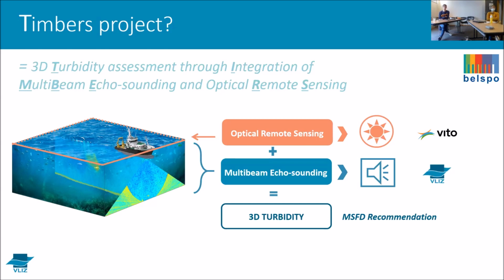And combined, we will try to get a 3D grid of turbidity in the Belgian part of the North Sea, which is a Marine Strategy Framework Directive requirement. So that's always a good thing. When we're talking about 3D, we have to give you a cautious note. It's only a semi-3D image because, of course, with the water column data, you're missing a part of the upper layers due to the opening angle of the multibeam.